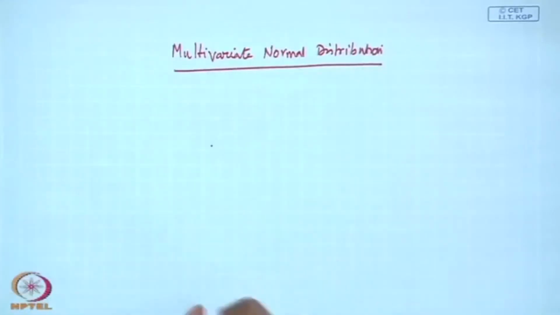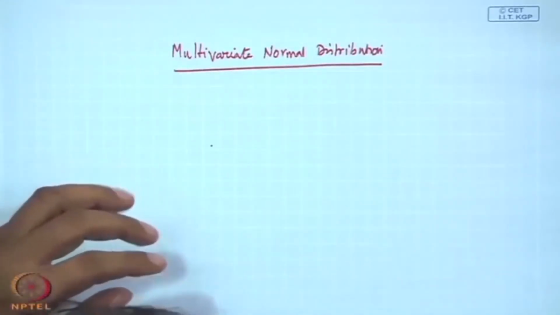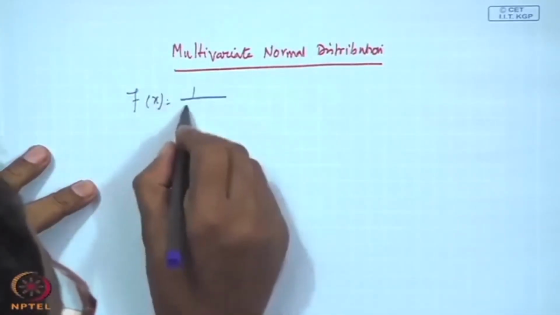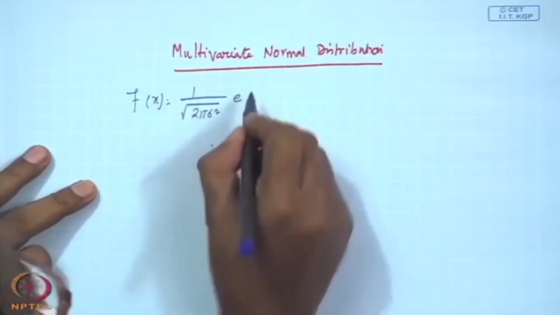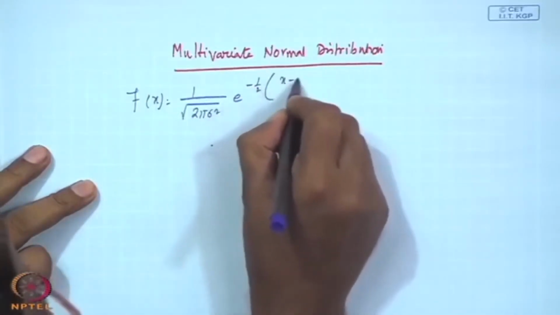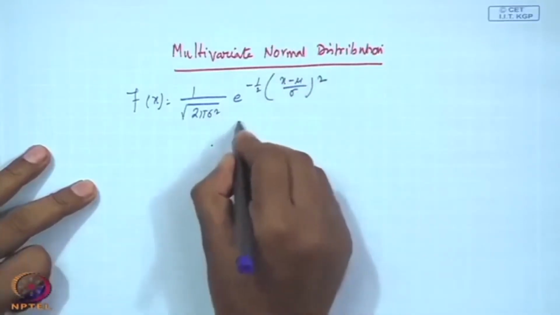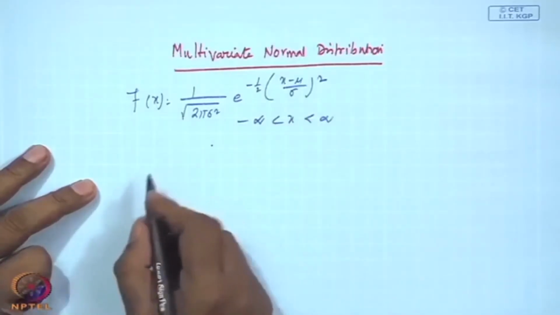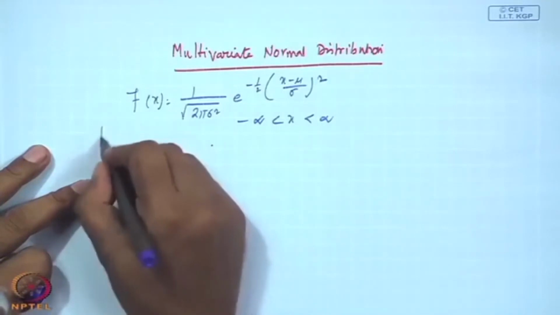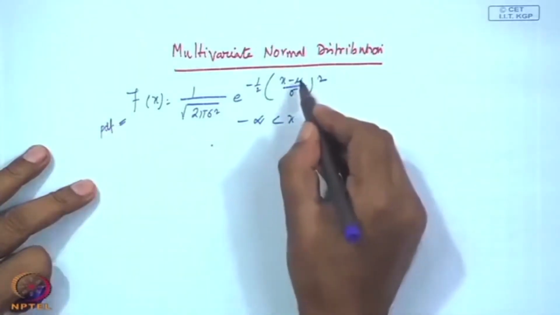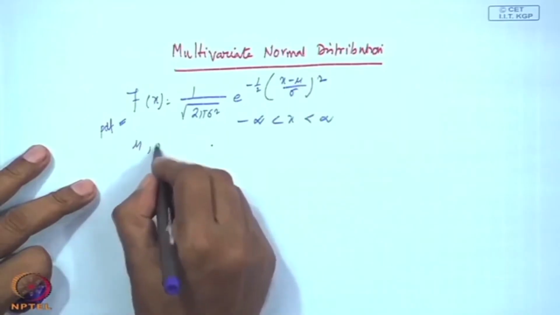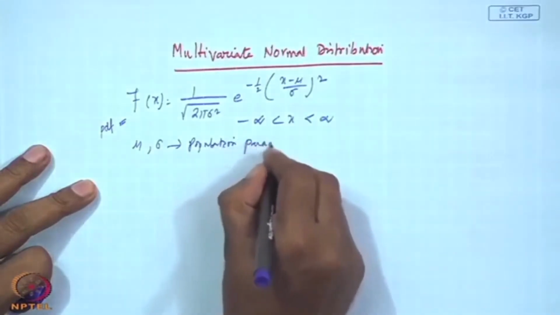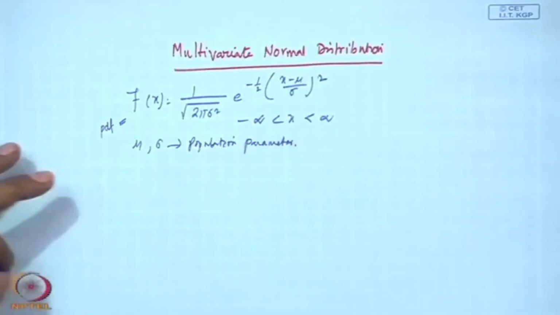Last class we have seen the univariate normal distribution. This is the formula. If x is a random variable, then the density is 1 by root over 2 pi sigma square, e to the power minus half of x minus mu by sigma, whole square, for minus infinity less than x less than plus infinity. So, the multivariate normal PDF is characterized by mu and sigma. Mu and sigma, that is a population parameter.